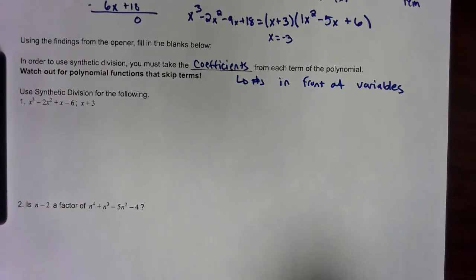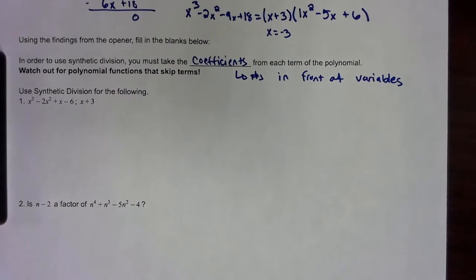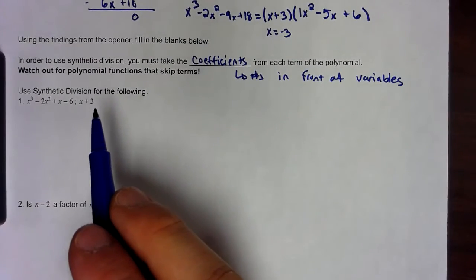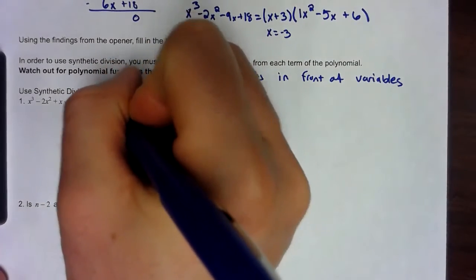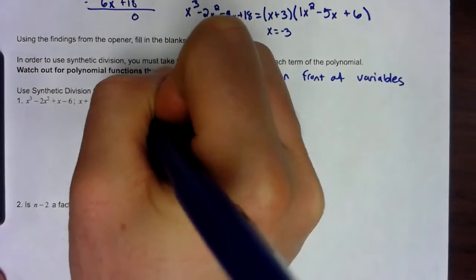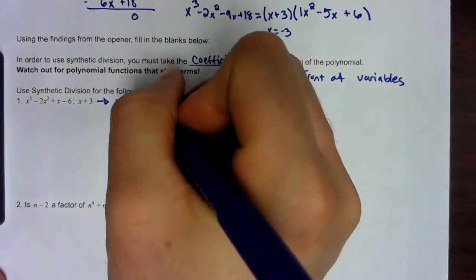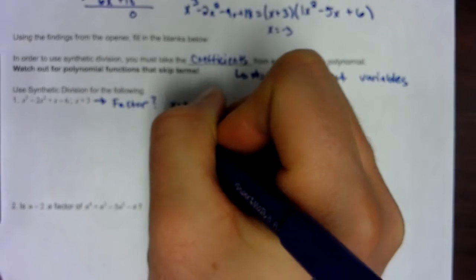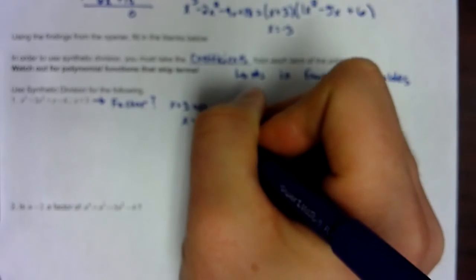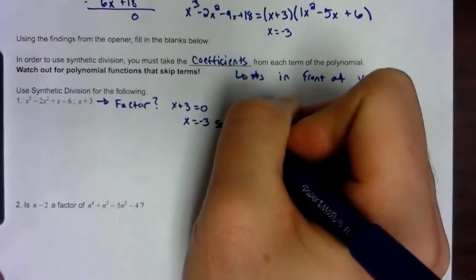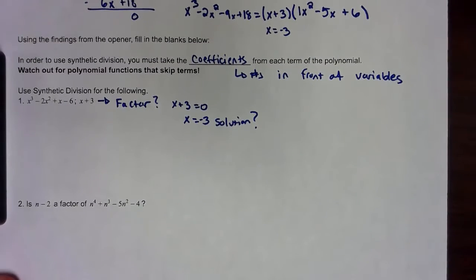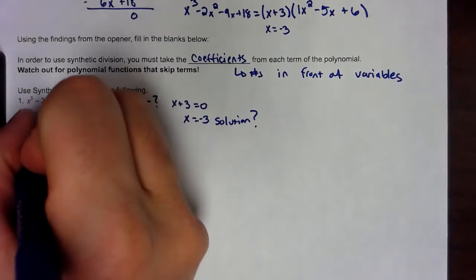All right, well, let's go through. We're going to do 3 examples together. They'll go quick. We'll remind ourselves as to what we're doing here. So this is asking, use synthetic division for the following. Basically, we're trying to see if x plus 3 would be a factor. So we're checking, is it a factor? And if it is a factor, that would imply that -3 is a solution. So we're checking both of these. And basically our answer to both of them depends on our remainder. So -3 in the chair.